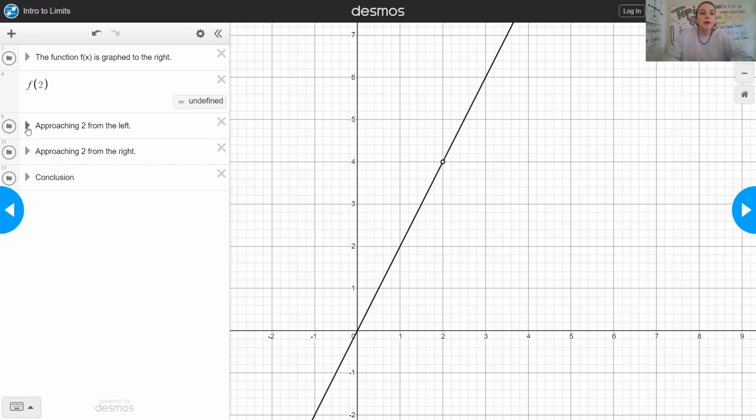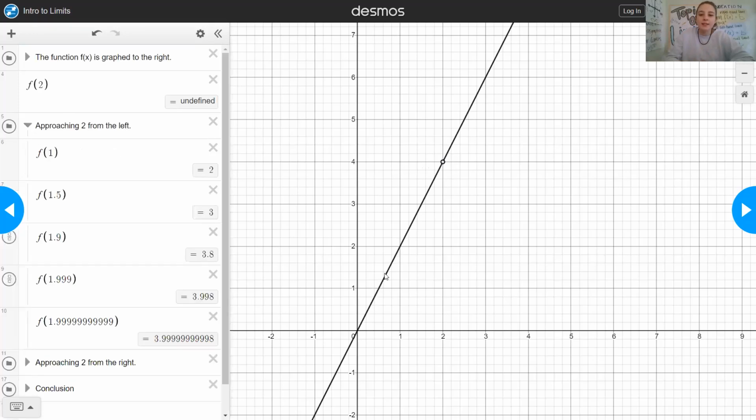So we're going to start by approaching from the left side. From this side, getting closer and closer to x equals 2. And I evaluated a couple of x values here so you can see the change in y values in case you can't see graphically, right? But f of 1 is 2, f of 1.5 is 3, f of 1.9 is 3.8, f of 1.999 is 3.998, and f of 1.99999 is 3.99999.